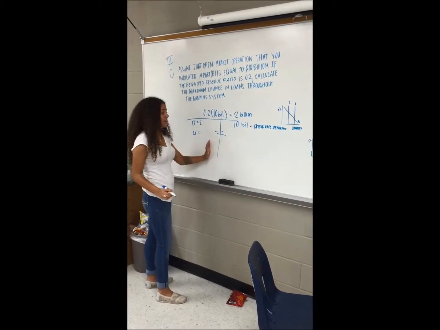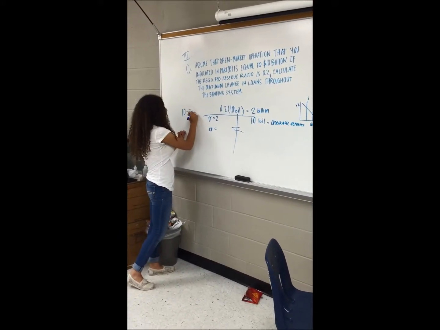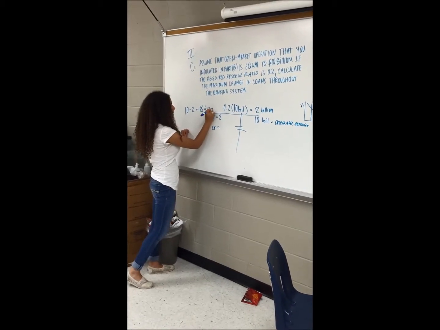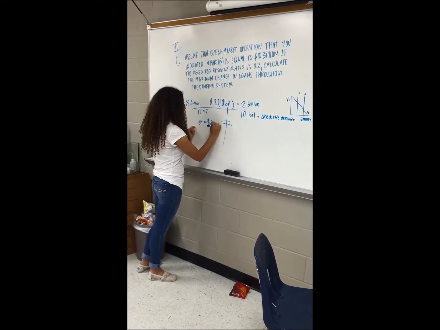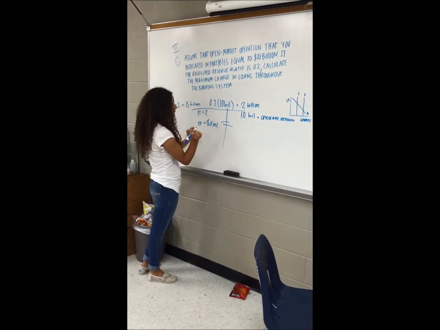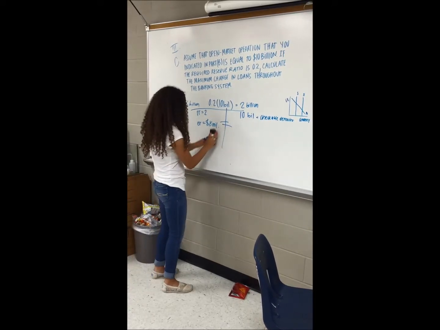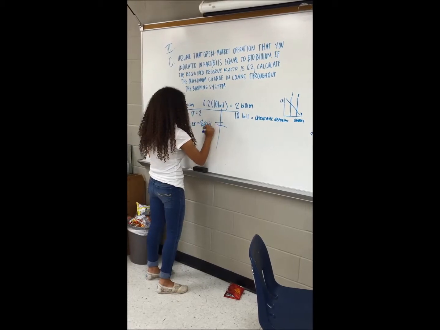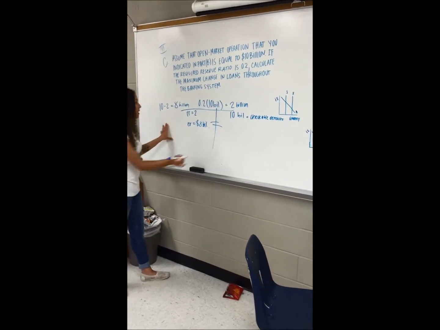So now that you know that they have to be equal, in order to get your excess reserves, you're going to take 10 minus 2, and you're going to get 8 billion. That 8 billion then becomes your excess reserves. It's 8 billion. I was right, 8 billion. That 8 billion is going to be your maximum change in loans throughout the banking system.